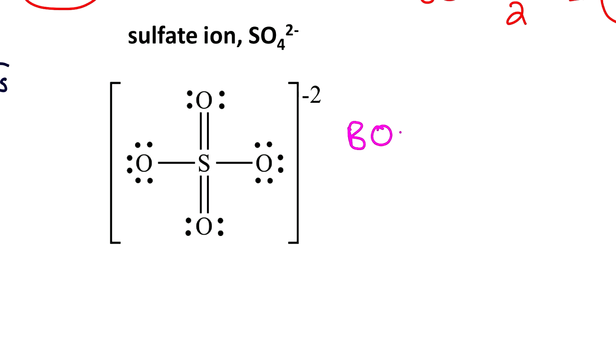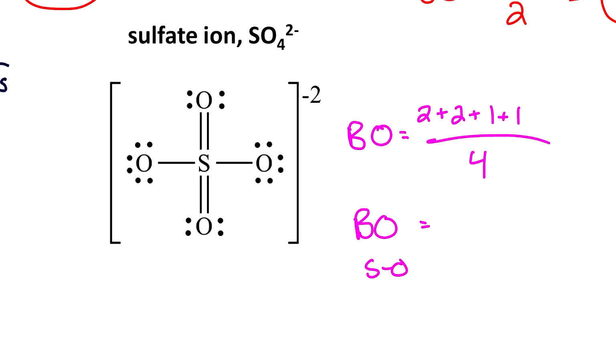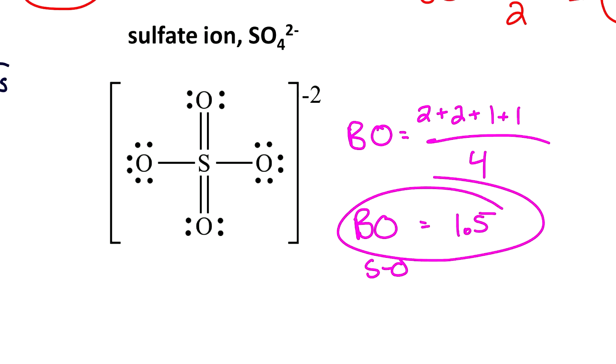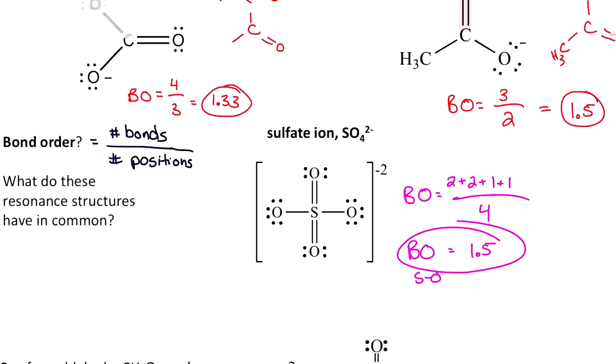So when we calculate bond order here, there's a double bond, another double bond, a single bond, and another single bond, rotating around 4 different positions. So this SO bond has a bond order of, I think, 1.5. All right. So those are all examples of resonance structures.